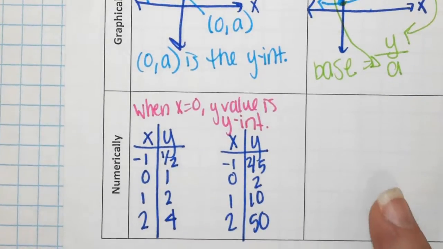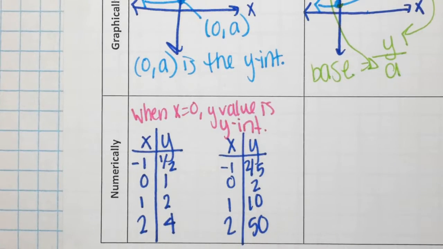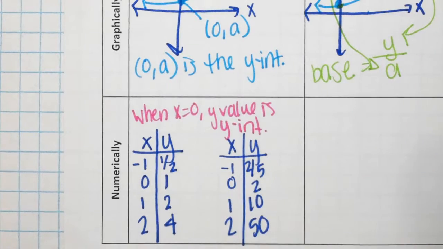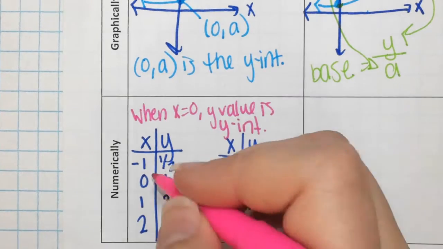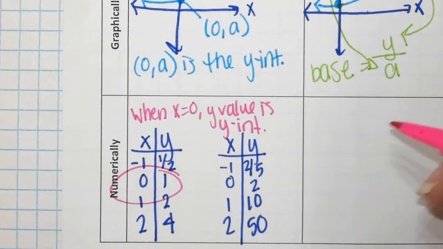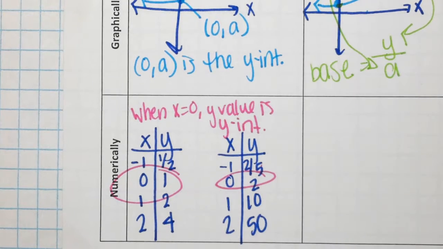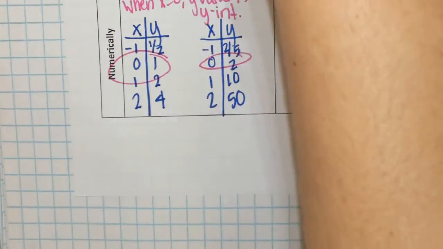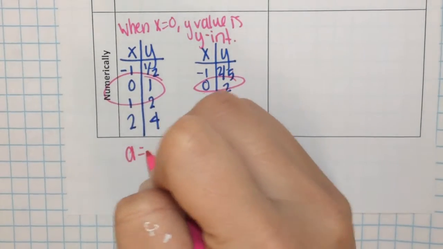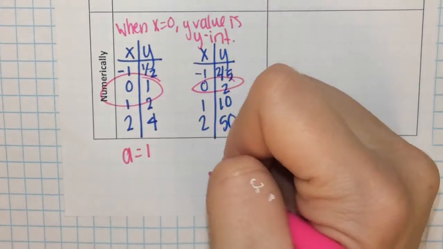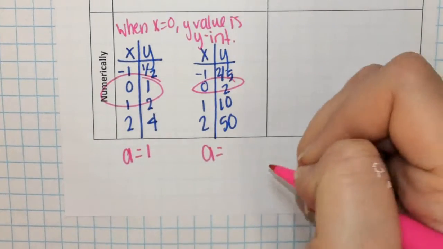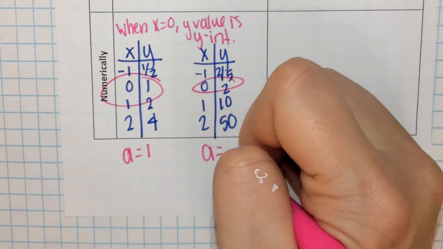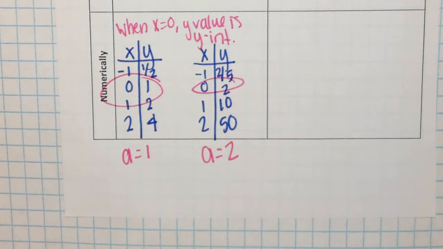So what is our y-intercept on the t-table on the left? 0, 1. Yep. And what is it on the right? Look at us go. That's it. That's all you have to do. So then we could write it as A equals 1 because that's part of our equation that we wrote down. And here A would equal what? 2.